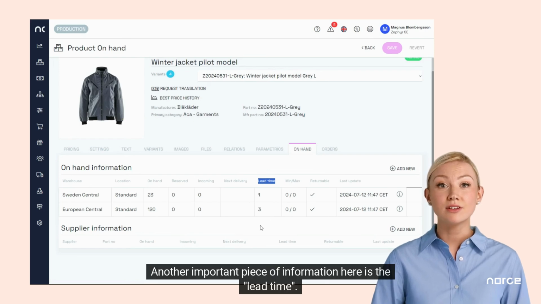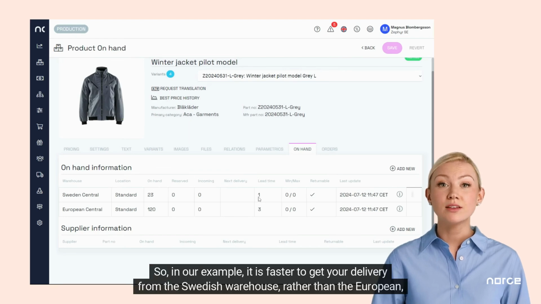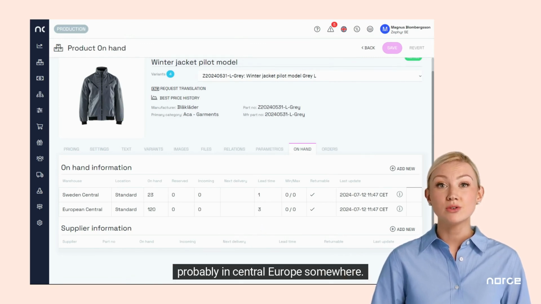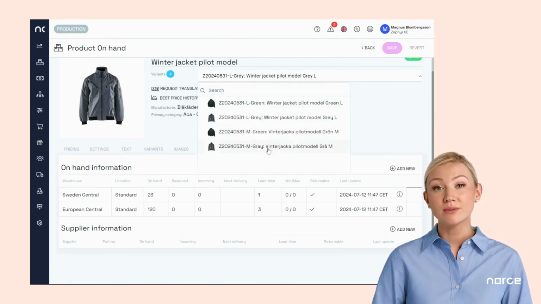Another important piece of information here is the lead time. This is a number representing how long it would take for a customer to get something from this location. So in our example, it is faster to get your delivery from the Swedish warehouse rather than the European, probably in Central Europe somewhere. And since the Swedish warehouse has the jacket in stock, we will give a fairly quick, positive promise to a potential customer.